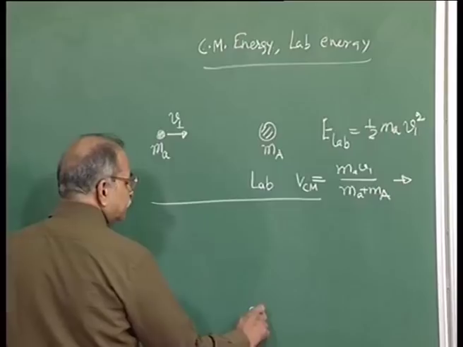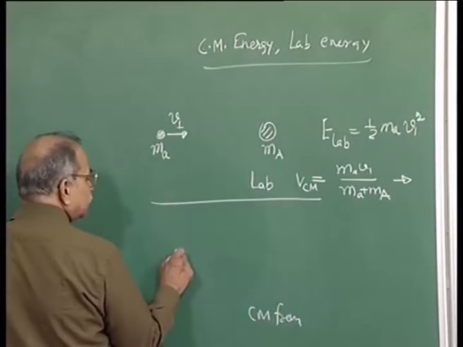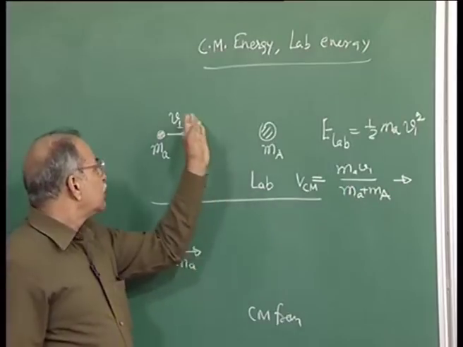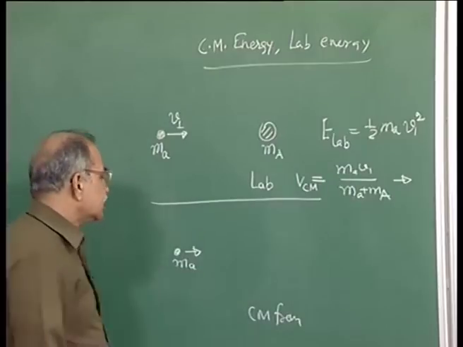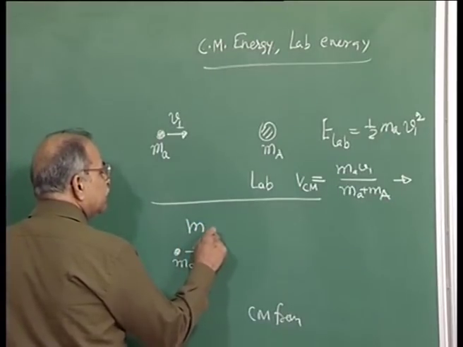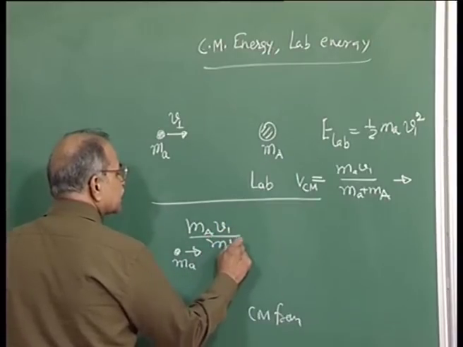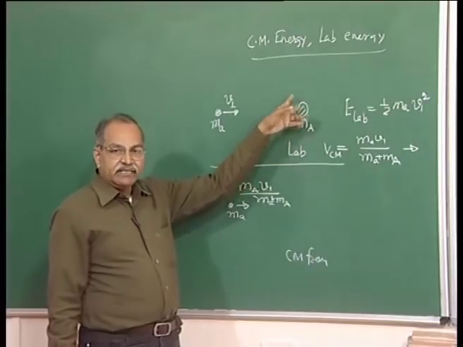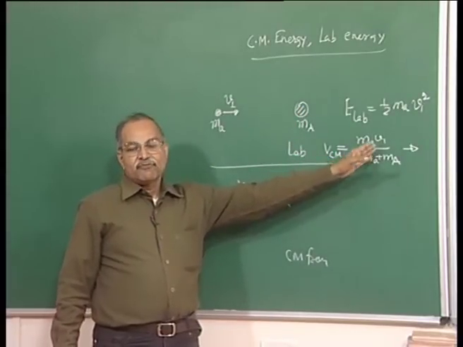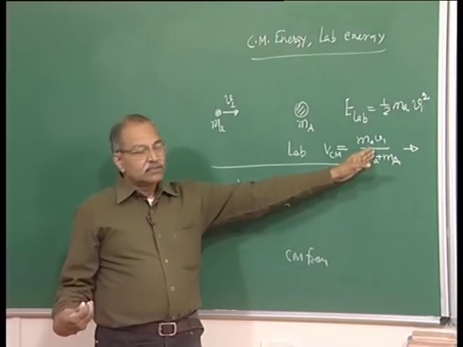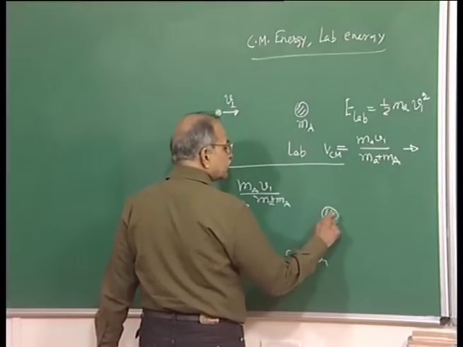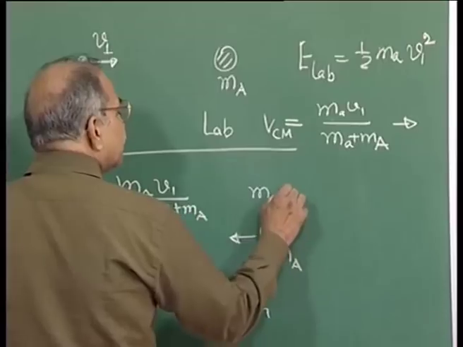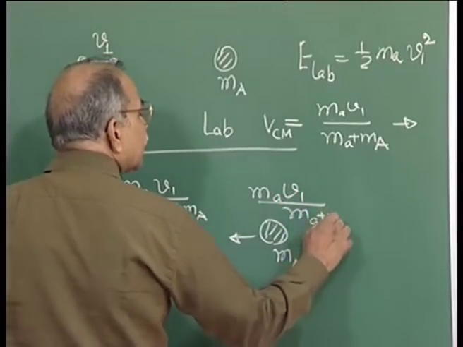So, in the center of mass frame, the velocity of this particle m a, which is in this direction, is v 1 minus v c m. And if we work out this v 1 minus this, the m a will cancel out, and this velocity will be m capital A v 1 divided by m a plus m capital A. And this particle, which was at rest in the lab, in the center of mass frame will move with this speed in the opposite direction. So, in the center of mass frame, the capital A particle is moving in this direction with speed m a times v 1 by m a plus m capital A.